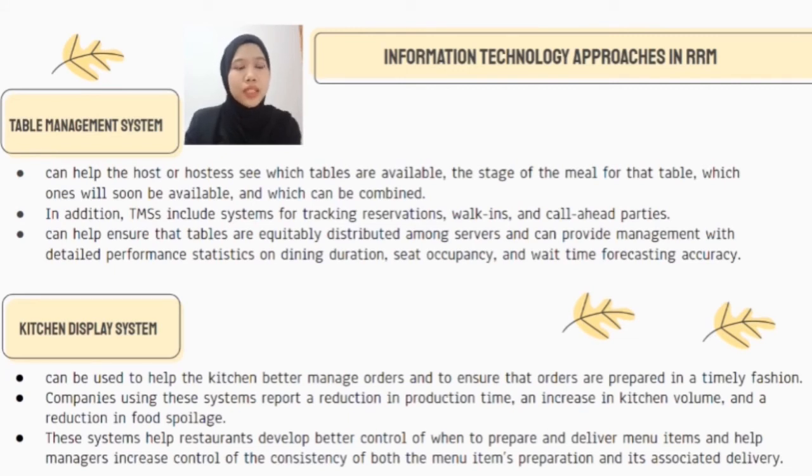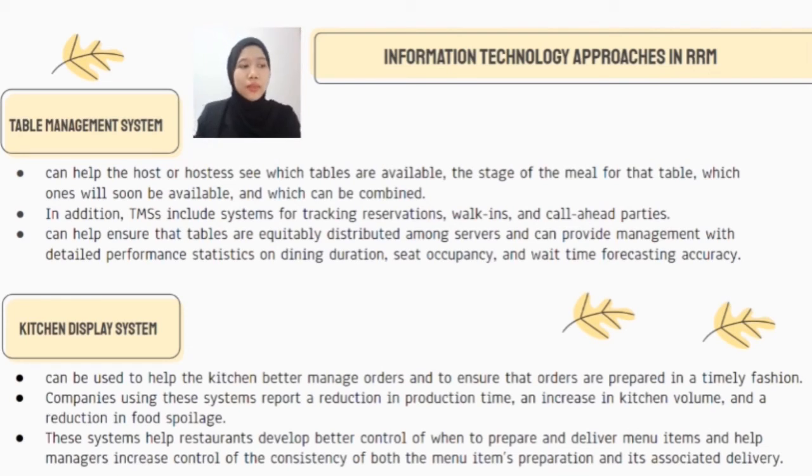The next system is table management system. It can help the host or hostess to see which table are still available and the stage of the meal for that table. In addition, this table management system includes system for tracking reservation, walk-in, and call ahead parties. This system is quite rare in Malaysia. I'm not really familiar with this system.